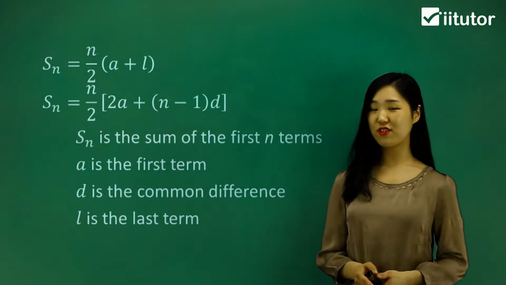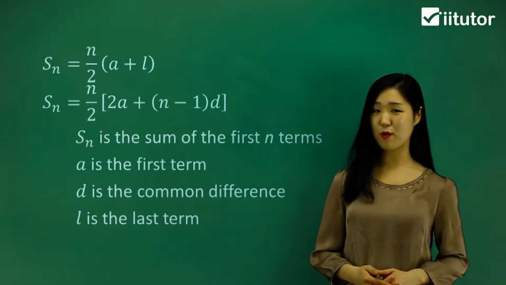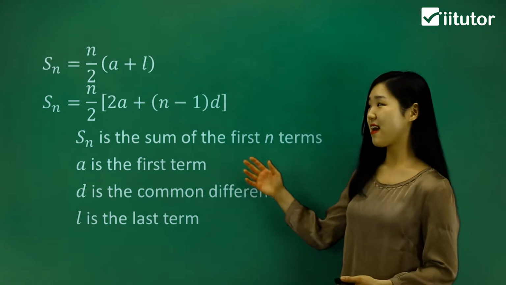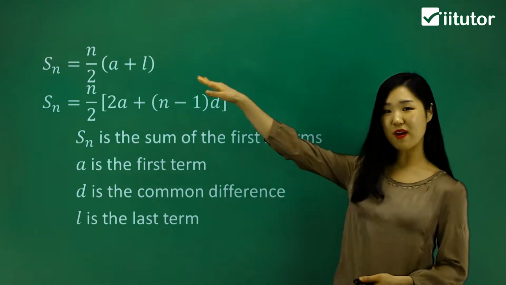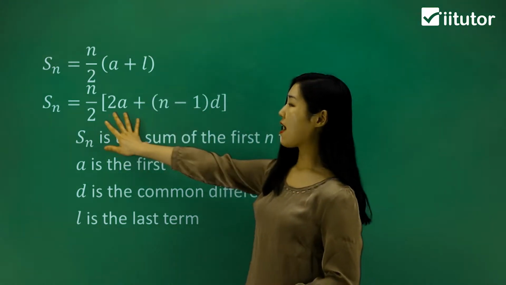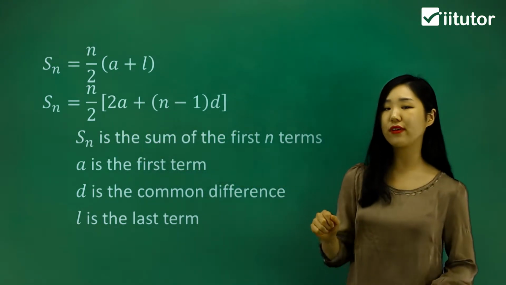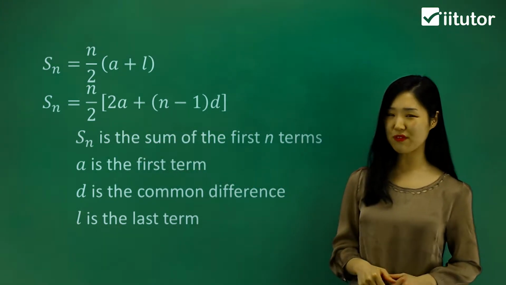Let's go further into our sum formula, or the arithmetic series, isn't it? And you know that there's two formulas for it, one with the first term and the last term, and the second one with the first term and the common difference. So I'm hoping you guys are quite familiar with this now.